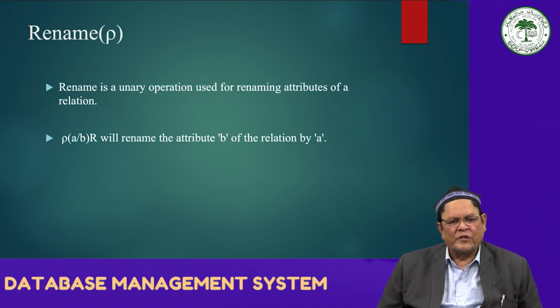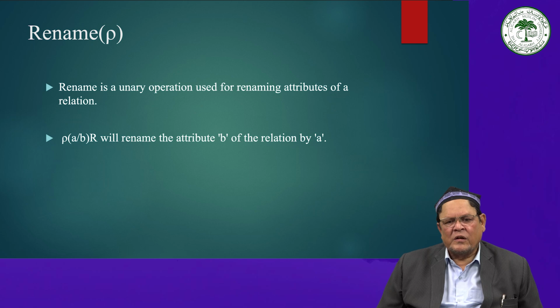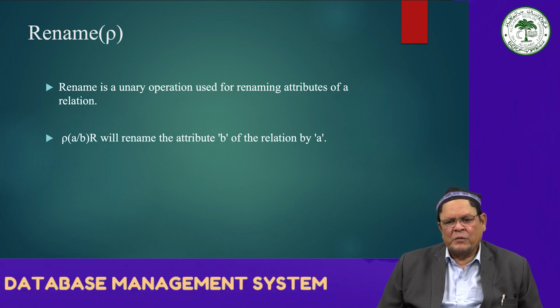Rename, you can say rho. Rename is a fundamental operator in relational algebra used to change the name of attributes in a relation. It allows the user to assign a new name to one or more attributes without altering the underlying data. The rename operator is represented using the Greek letter rho followed by a list of attribute name pairs enclosed in parentheses. Each pair consists of the original attribute name and the new name assigned to it.